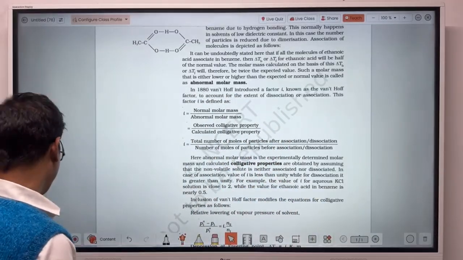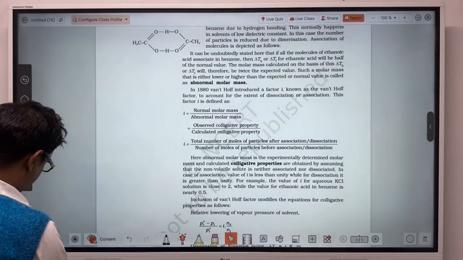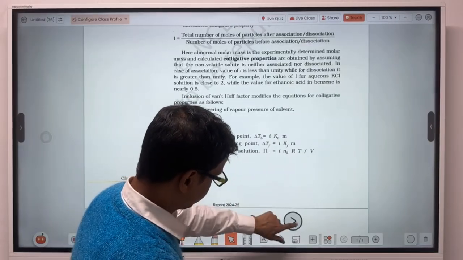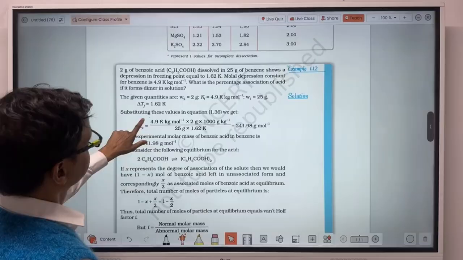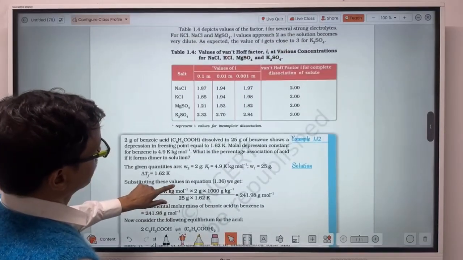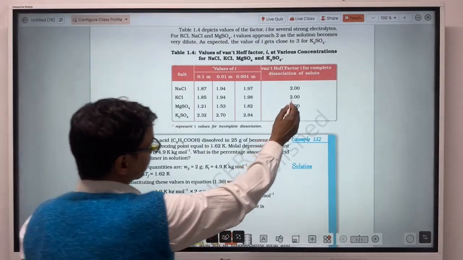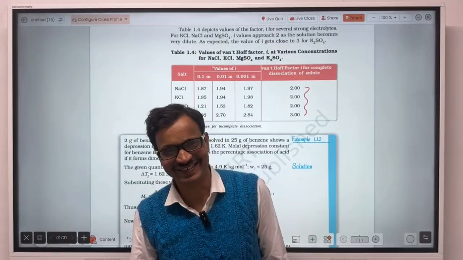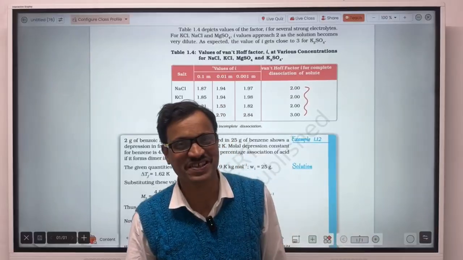Let's see here. In the 12th board examination, the questions frequently asked are numerical, and this numerical question is very important. Here a table is also given, and don't bother about it. I tell you, you can predict the van't Hoff factor values by yourself also. You may think you have to mug them up, but no need to mug up. You can predict by yourself.